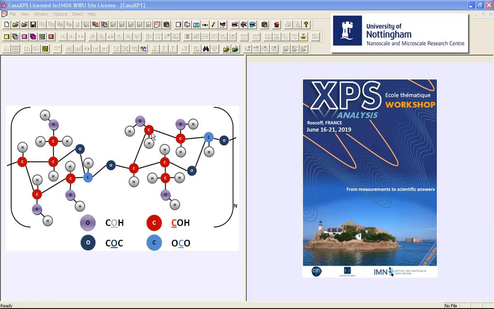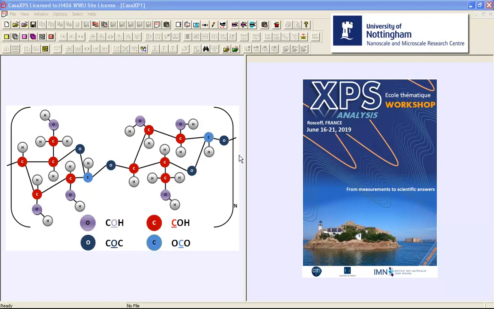In addition to shifting the peaks, the XPS signal also is representative of the number of such atoms in these different chemical states. So looking at this cellulose polymer, we have 10 carbon atoms that all have the single bond to oxygen, and we have two that are bonded to oxygen twice. So we would expect to find two component peaks within the carbon 1s envelope in the ratio 5:1.